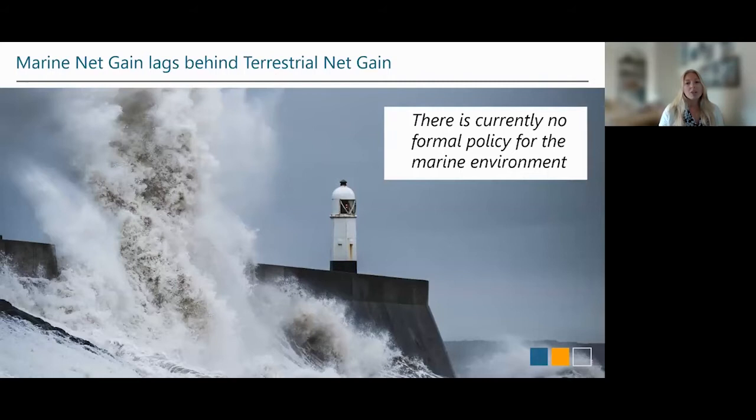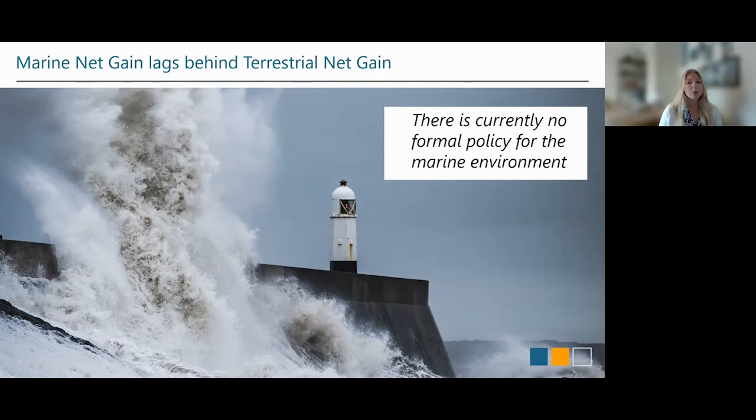Currently biodiversity net gain applies to terrestrial and intertidal environments, but as my slide suggests, marine net gain is really lagging behind, and there's currently no formal policy or requirement for net gain as part of marine development. It is, however, understood that it's probably going to become mandatory in the near future.